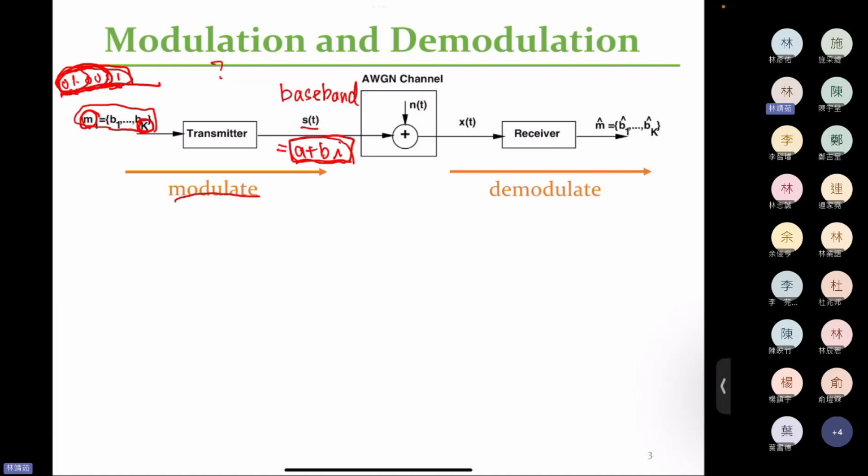number of bits. For example, let's say k bits. This is a predefined number. So we want to represent these k bits using a single A plus BI. That is what we mean by modulation. And then you will transmit this A plus BI over the air to the receiver.